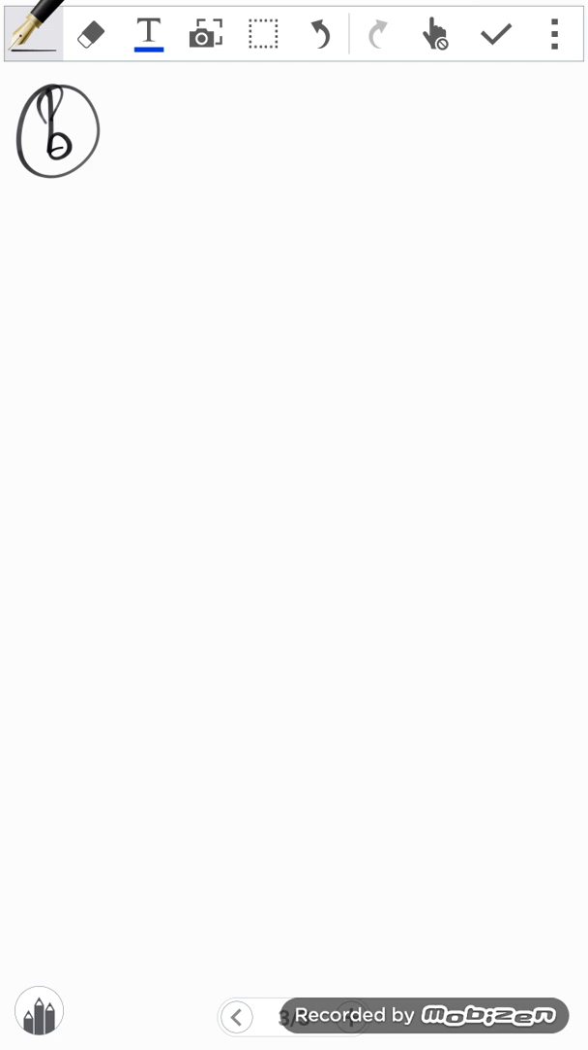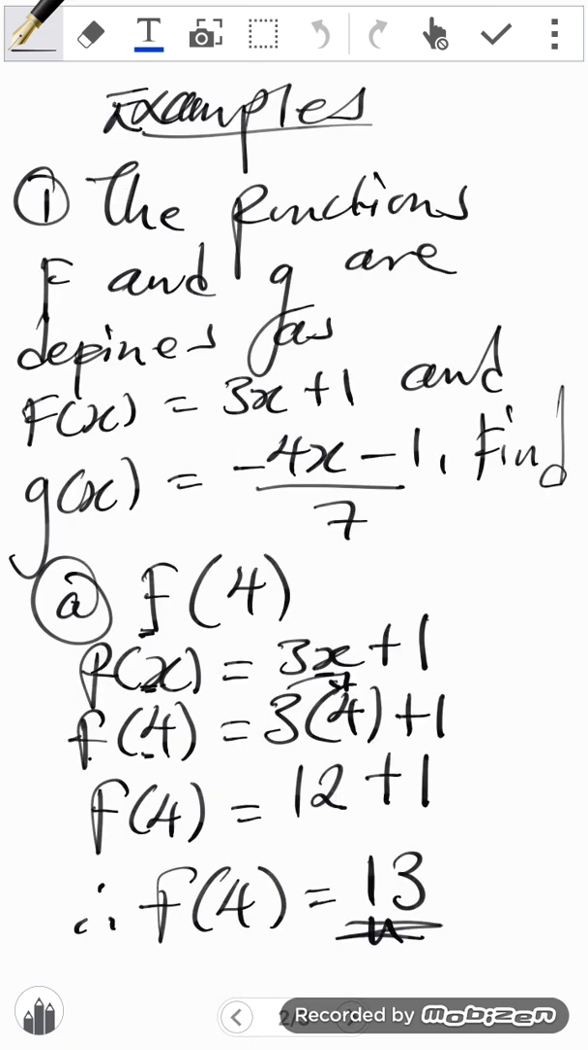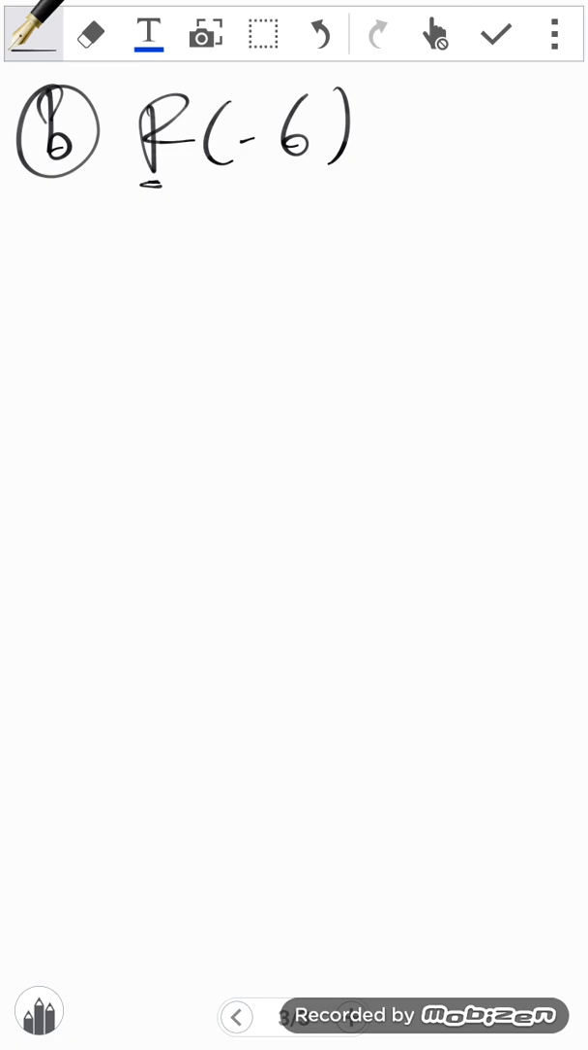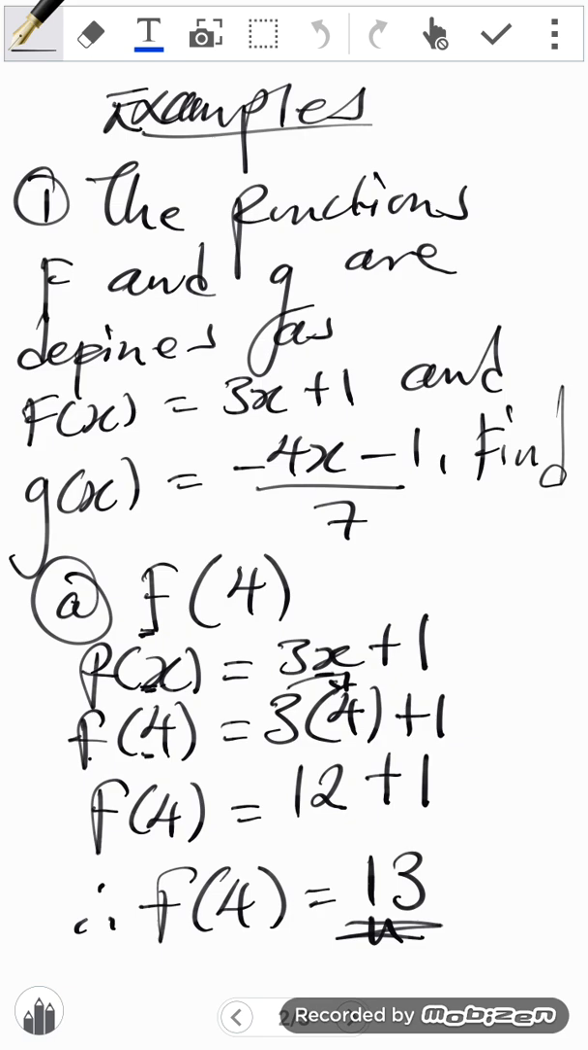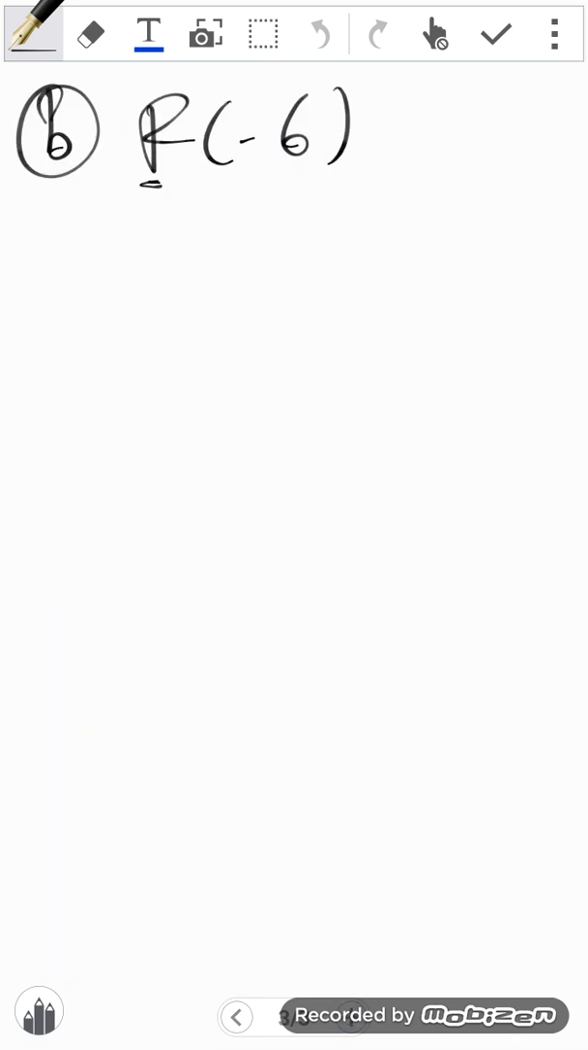Let's try and find f of -6. If you want, you can pause the video and try to answer this question on your own. Alright, let's continue. To find f of -6, what you have to do is go back to the question and look for the function that is beginning with what? F. The only function beginning with f is simply f of x. So f of x is equal to 3x plus 1. So you rewrite the function f of x being equal to 3x plus 1. Okay?